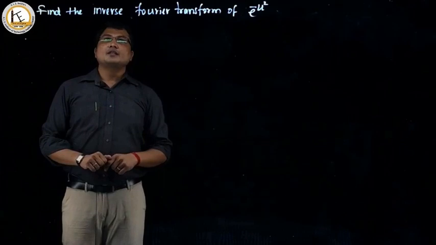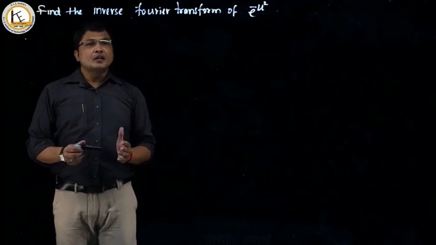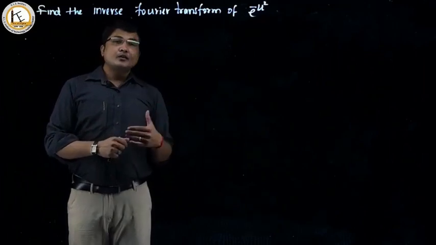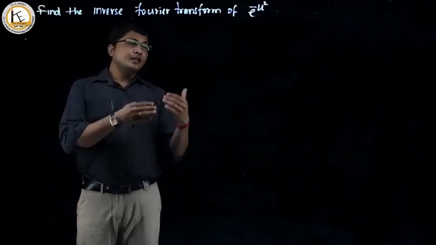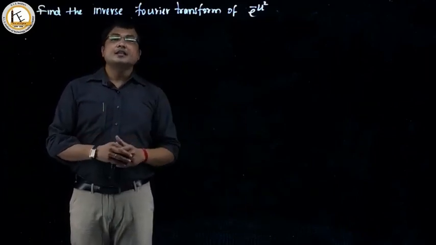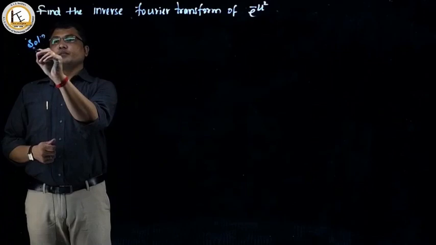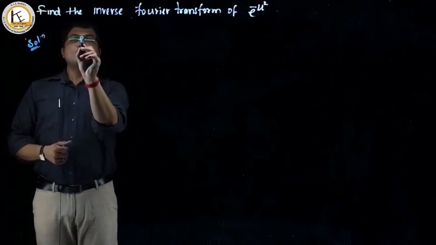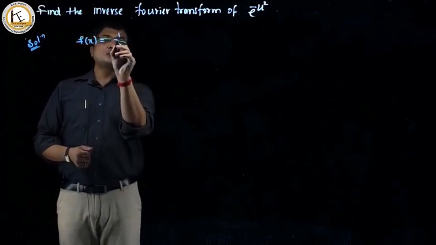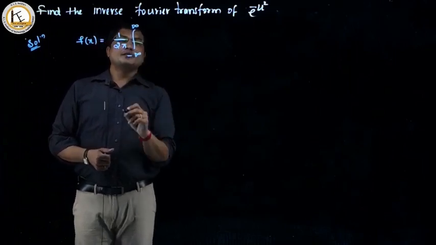So in today's class we take the Fourier transform and solve some more problems on that. The problem says: find the inverse Fourier transform of e raised to minus u square. Here the Fourier transform is given, and we need to find its inverse. Inverse means we need to find the function f of x, since given is f of u.